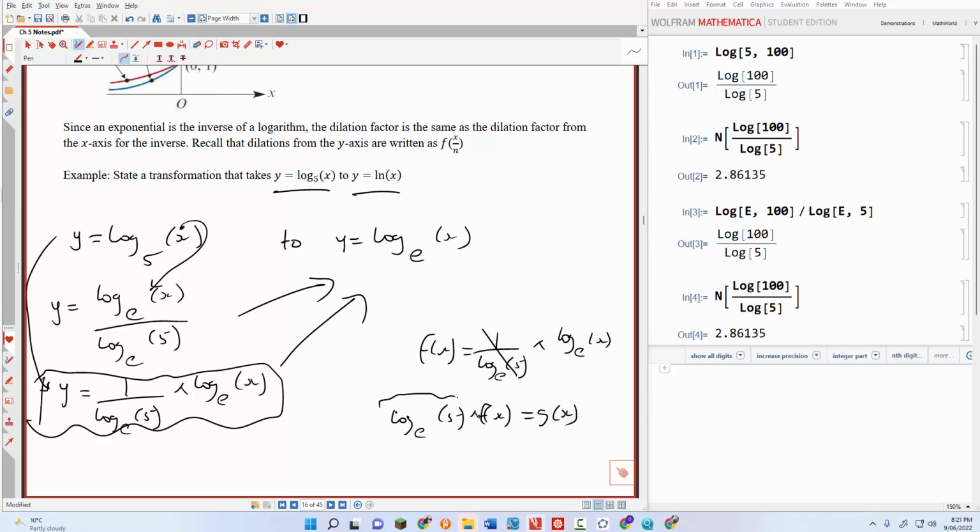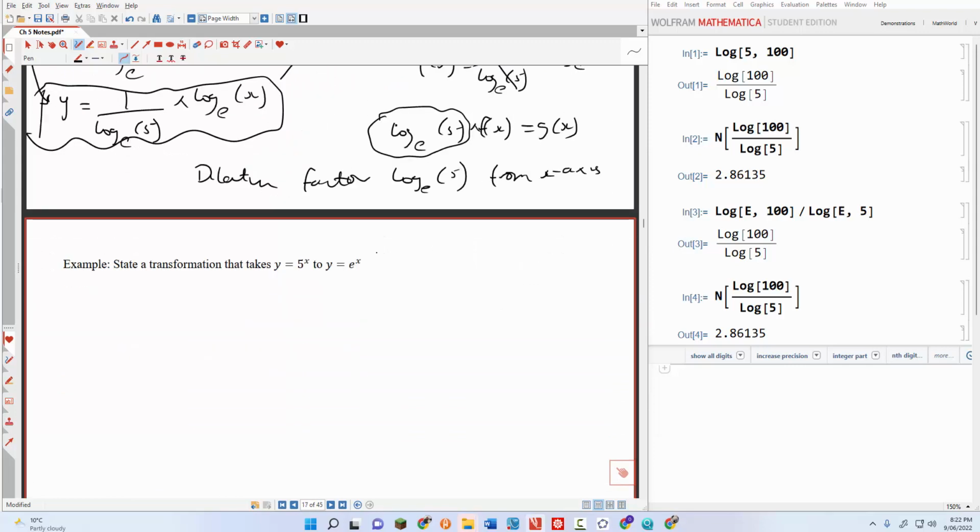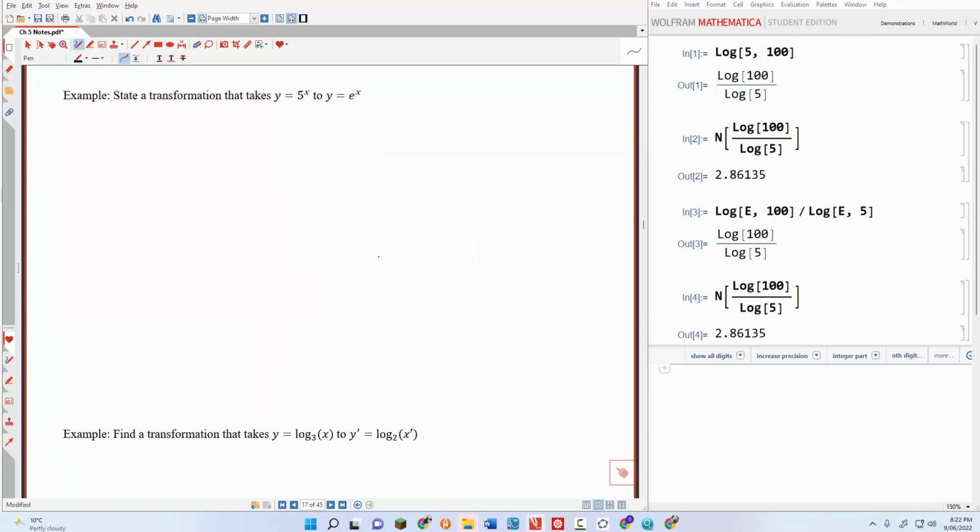Now you can see that this here is a transformation. It's a dilation factor log e5 from the x-axis. So we're going to say dilation factor log e5 from x-axis. Okay, so let's do this one now.